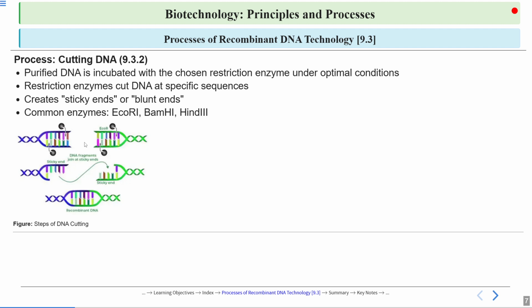Here you can see how restriction endonucleases have cut this DNA in such a way that these sticky ends, these overhang stretches, are created, and now these overhang stretches are going to join together to form this recombinant DNA in this step. Okay, let's go.